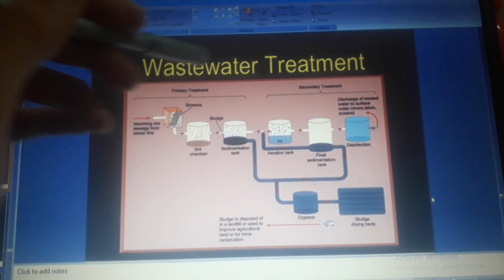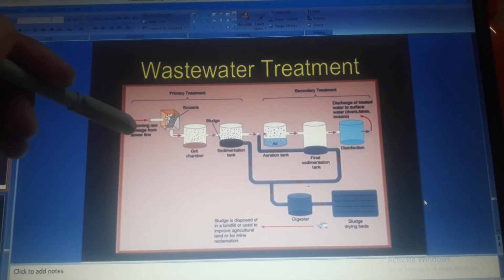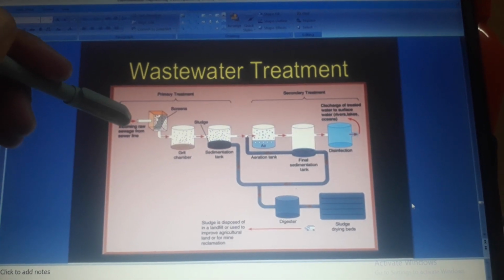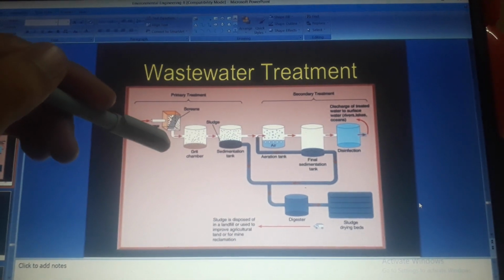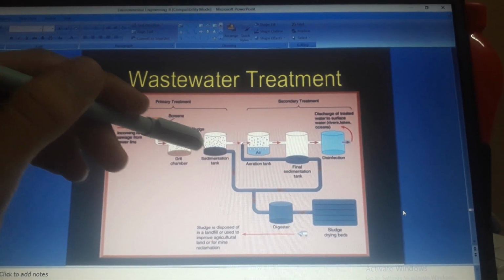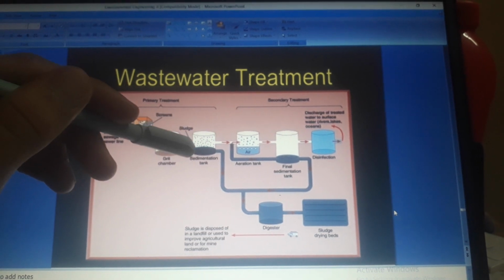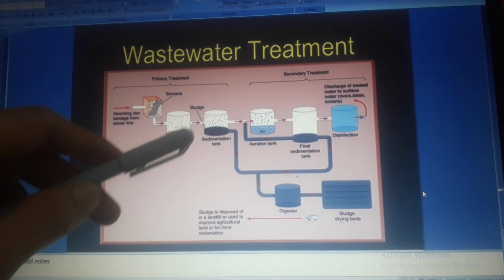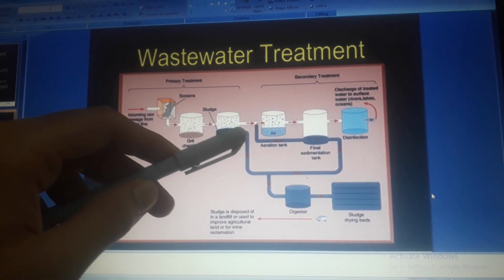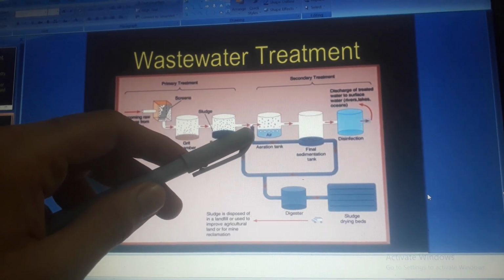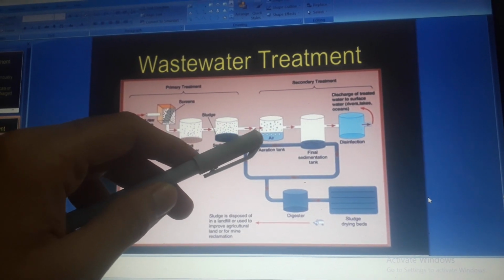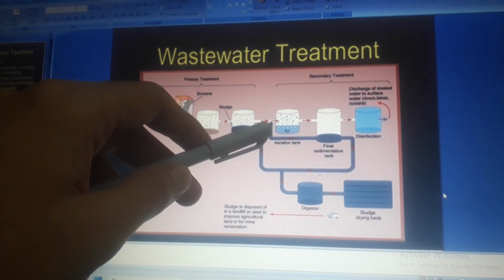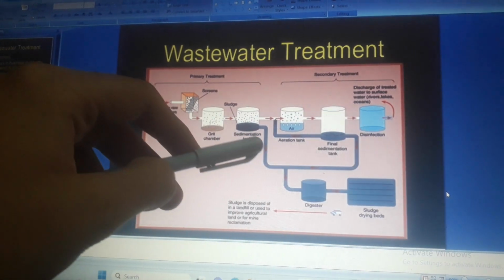Now the wastewater treatment diagram. This is incoming raw sewage from the sewer line. This is screens. This is the grit chamber. The arrows mean the sewage is being transferred. Here is the sludge. Here is the sedimentation tank. From the sedimentation tank there are two pipes. Here one goes to air. This is aeration, this is the aeration tank, and this is the final sedimentation tank.